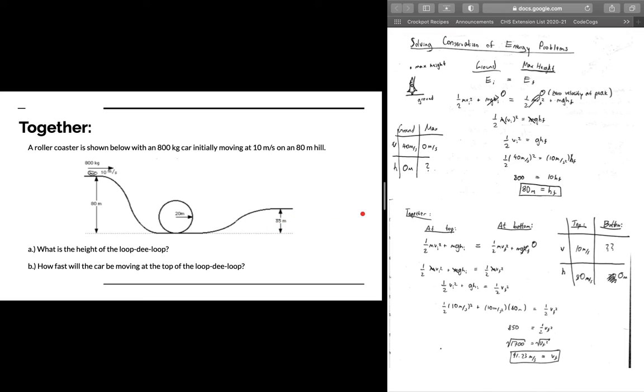Alright, so now let's take a look at our last problem. A roller coaster is shown below with an 80 kilogram car initially moving at 10 meters per second on an 80-meter hill. Same scenario as before, except now we ask: A, what is the height of the loop-de-loop, and B, how fast will the car be moving at the top of the loop-de-loop? Take a moment to work on this, and then we'll bring it back together to discuss how to do this problem.